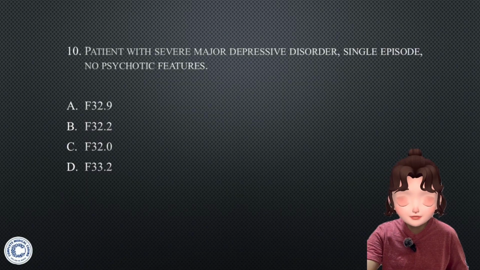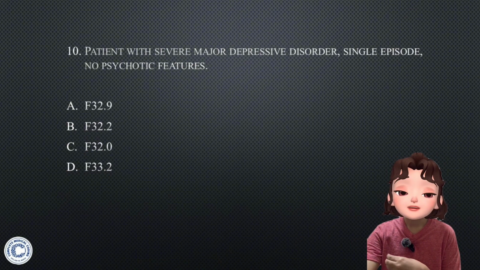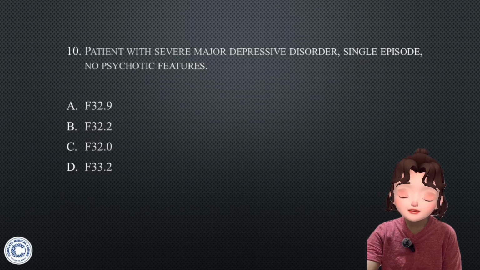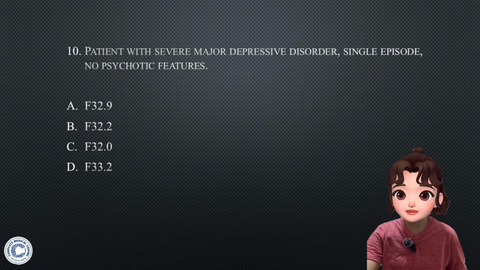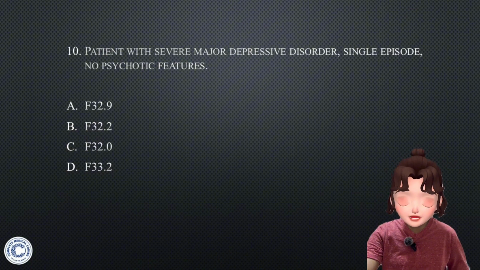Let's go to option B, F32.2. You have to check all the codes and check which is the accurate code. Accurate answer, F32.2, major depressive disorder, single episode, severe, without psychotic features. Yes, see, no psychotic features. In the question it is mentioned, no psychotic features. You go to option C, F32.0, which is major depressive disorder, single episode, mild. No, this is not mild, this is severe. So option C is wrong.